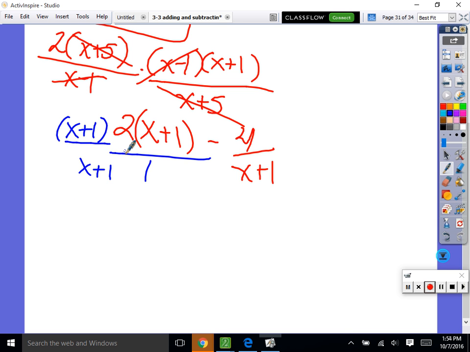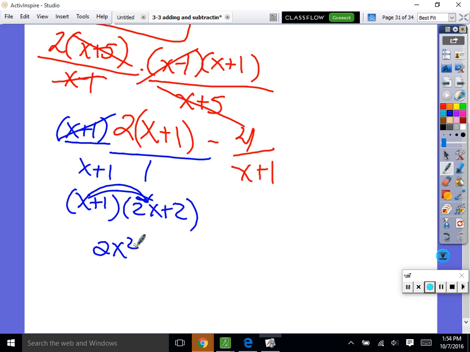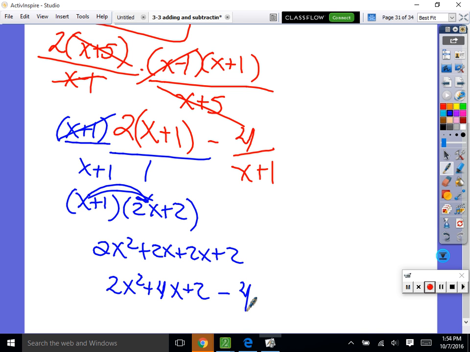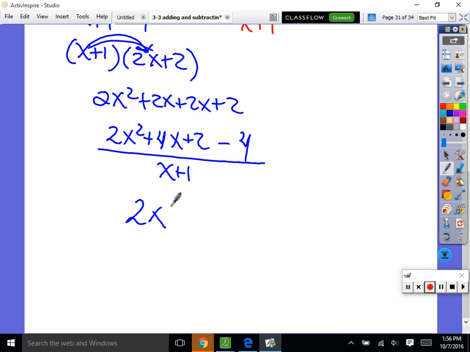Parentheses. So I'm going to go ahead and go like this. I'm going to be really careful and be smart about my algebra here. Let's distribute 2 into one of those. So we have x plus 1 times 2x plus 2. Now let's distribute that. 2x squared plus 2x plus 2x plus 2. So isn't that 2x squared plus 4x plus 2? So we have minus 4 from over here, right? That was the top, and then all over x plus 1. We've got to combine like terms. So we have 2x squared plus 4x minus 2 divided by x plus 1.